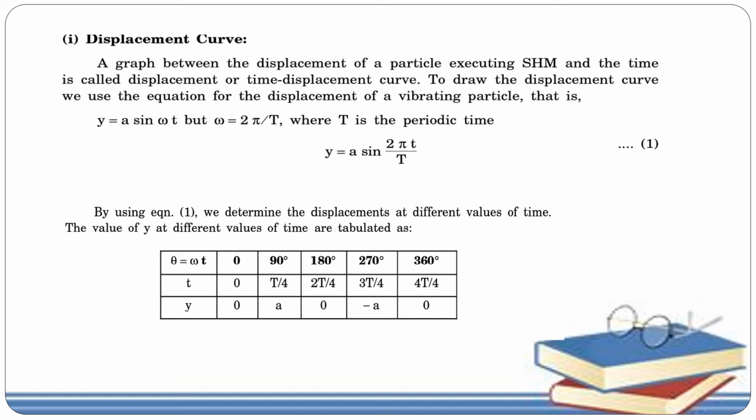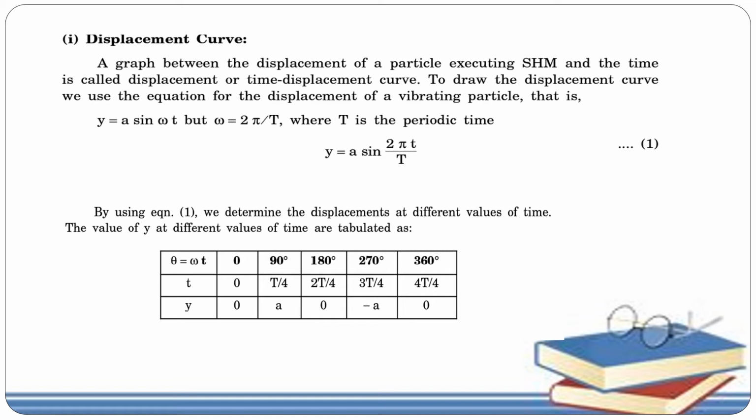Omega equal to 2 pi by T, where T is the time period. So substitute omega equal to 2 pi by T in this equation, and we get the equation y equal to a sin 2 pi t by T. By using equation 1, we determine the displacement at different values of time. The values of y at different values of time are tabulated.